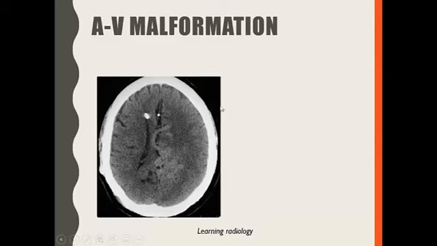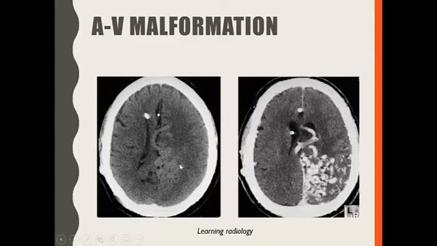How it appears radiologically: here is the non-contrast CT, and as you can see, some hyperdensity here at the left parietal parasagittal area. And when you give contrast, this is what we call the bag of worms appearance. You should assess this malformation, and you should get the venous drainage and arterial supply.